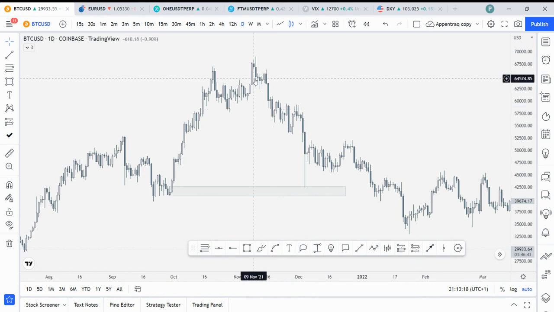So it's important you always manage your risk irrespective of how high probability you think the trade or the zone is. It's important you manage your risk and you use a stop loss.